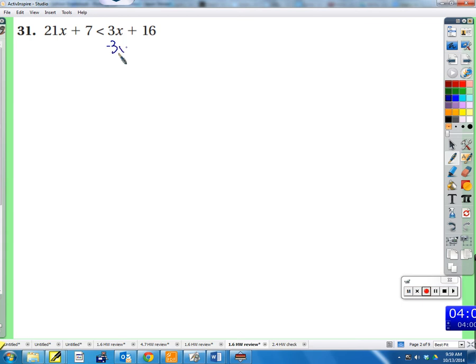So here's what I would do. I'd subtract 3x from both sides. Make sure that it stays exactly as unbalanced as it started. Go to 18x, 7 still less than on this side. I don't have to put plus there. 16, I'll subtract 7. 18x equals 9.